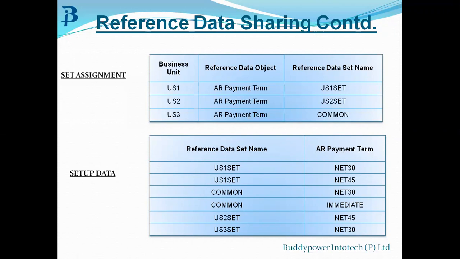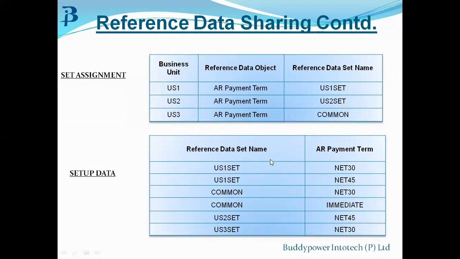Net 30 is basically the payment which is due 30 days after your invoice date. Now US1 set has access to net 30 and net 45 as well. There is a common set which is net 30, common meaning all the three business units can view this payment term. There is another common set which is immediate, wherein you have to make an immediate payment. And US2 set has access to net 45, and US3 set is net 30.